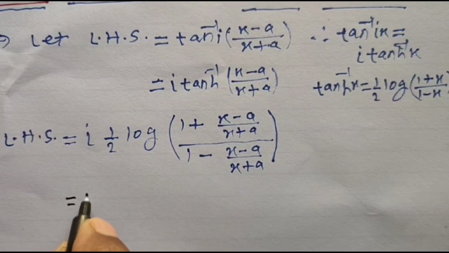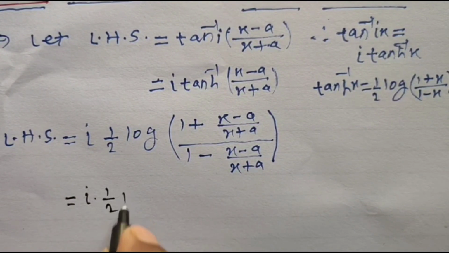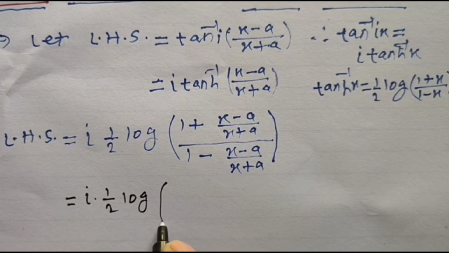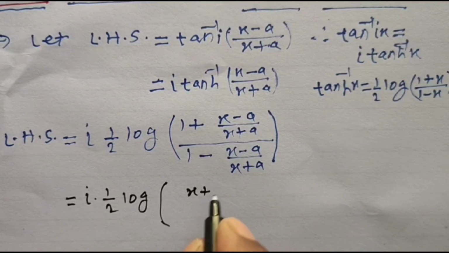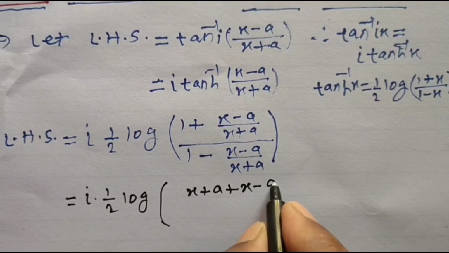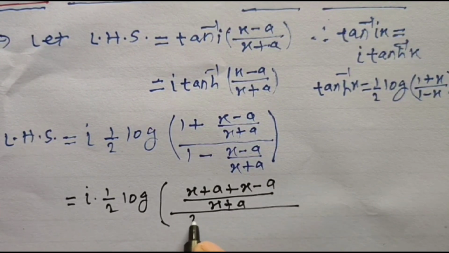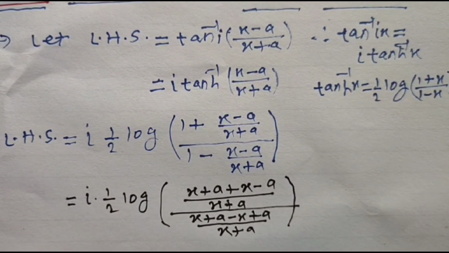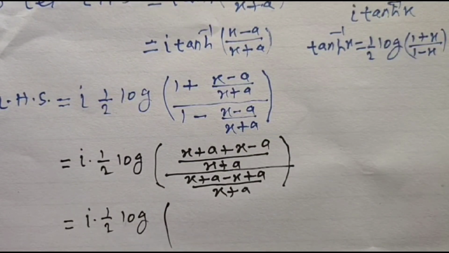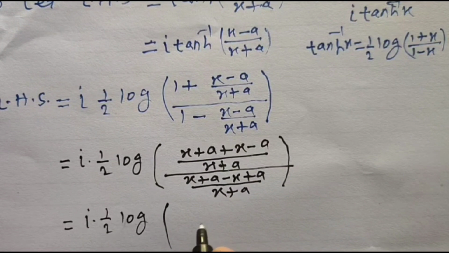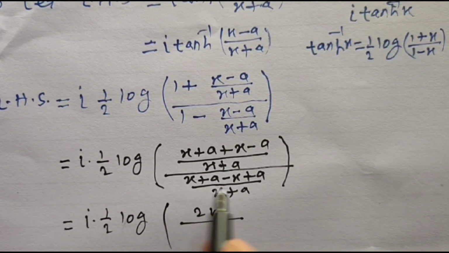Now this is equal to i into 1 by 2 logarithm of, simplify this. In the numerator, x plus a is the LCM, so we can write the numerator like this: x plus a plus x minus a, divided by x plus a, and the whole divided by x plus a minus x plus a, divided by x plus a. This is equal to i into 1 by 2 logarithm of, now x plus a cancels with this x plus a. In the numerator, a gets cancelled, x plus x is 2x, divided by, now here x gets cancelled, a plus a is 2a.